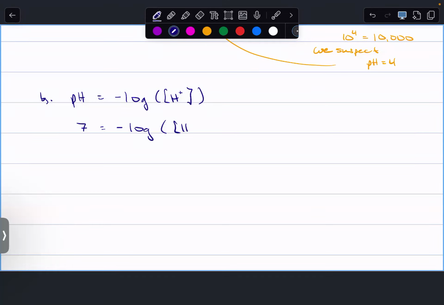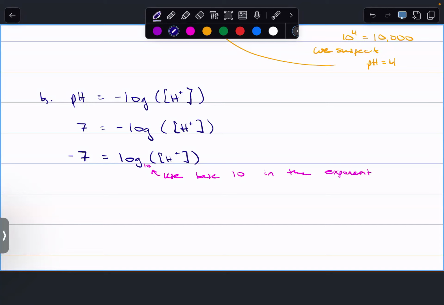The negative log of H plus. So if I move that negative over, I get -7 is the log of the hydrogen ion concentration. How do I undo logs? I raise it to be in the exponent, right? This is log base 10, so a convenient base would be 10. Use base 10 in the exponent.